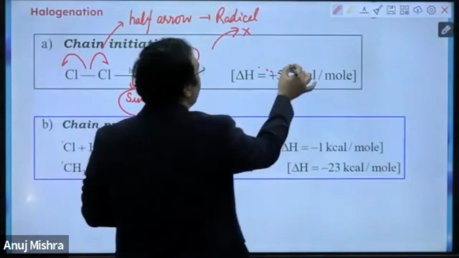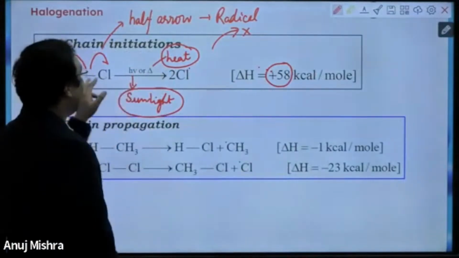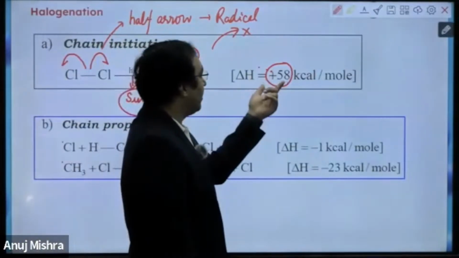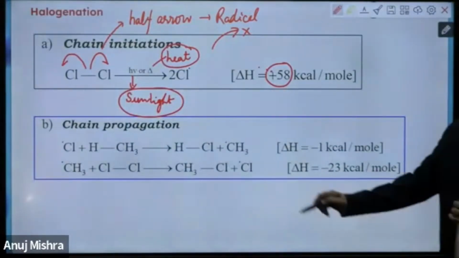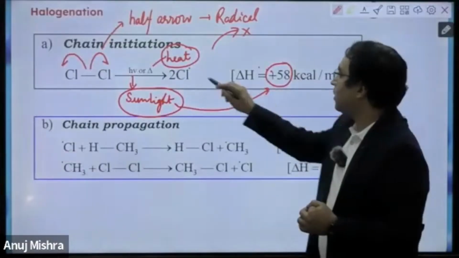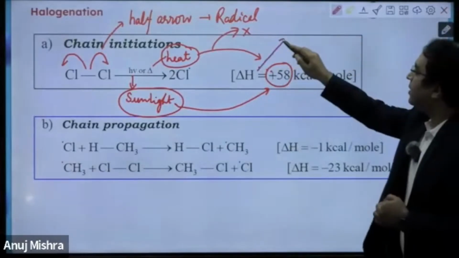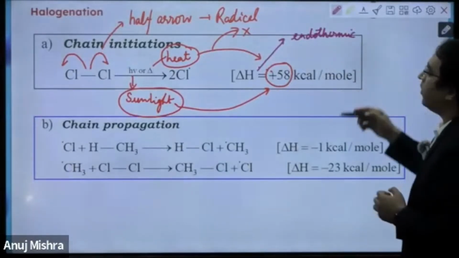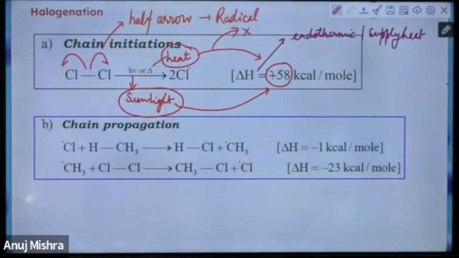But in this process, you are spending some energy. And this energy is to the tune of 58 kilocalories per mole. That means to break this bond, I am spending this much energy. Don't you think this is a humongous amount of energy? From where will it come? From here or from here, right? What is the meaning of delta H positive? Delta H positive indicates an endothermic process. Endo means when you have to supply heat, right? And the source is delta or h nu.